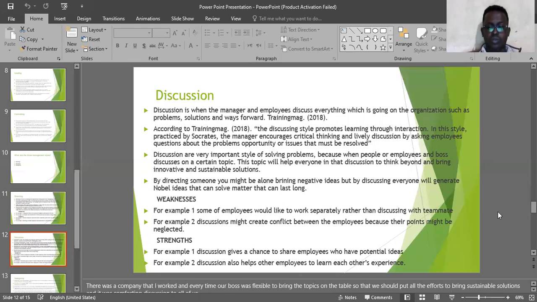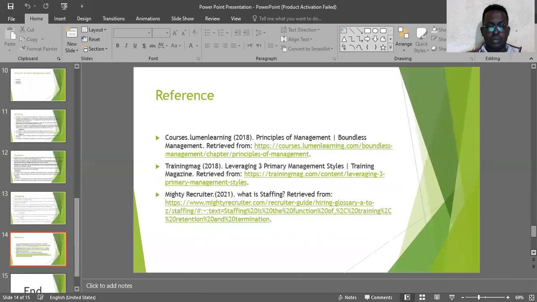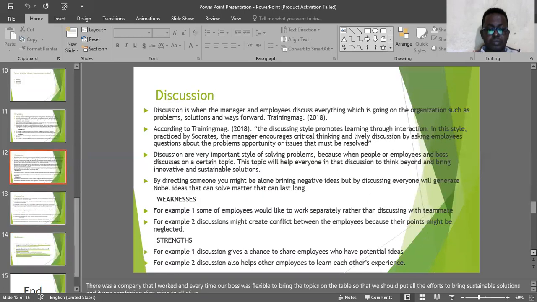So the two strengths of this style. The first one, discussion gives employees a chance to share their potential ideas. While the other one, discussion also helps employees to learn each other's experience.